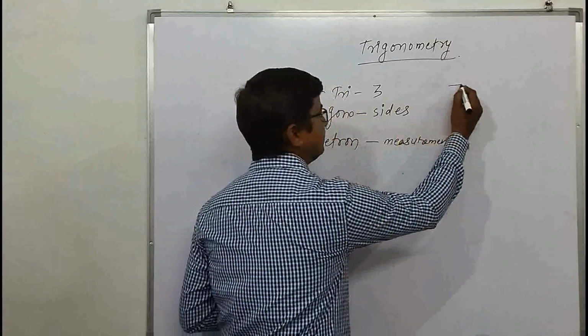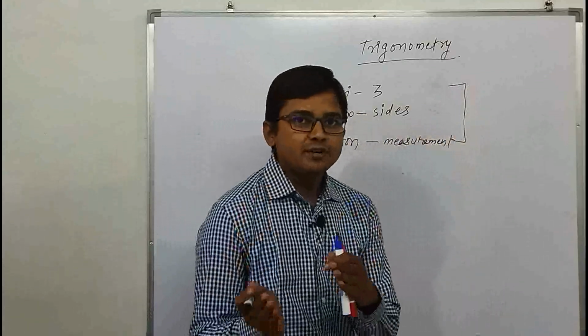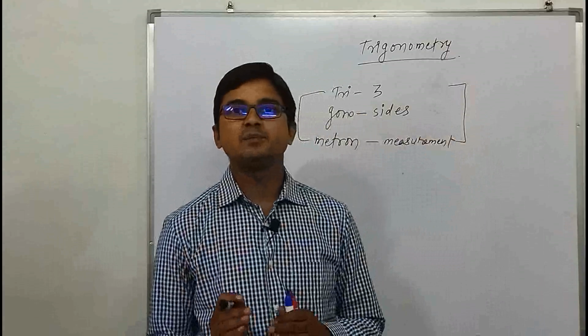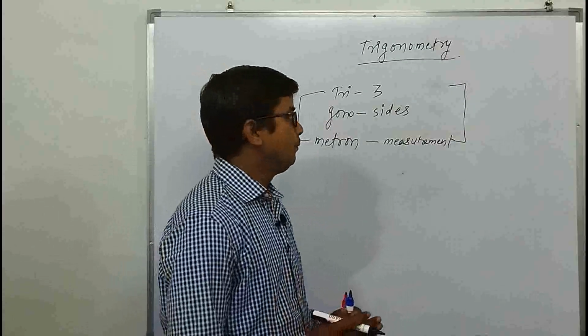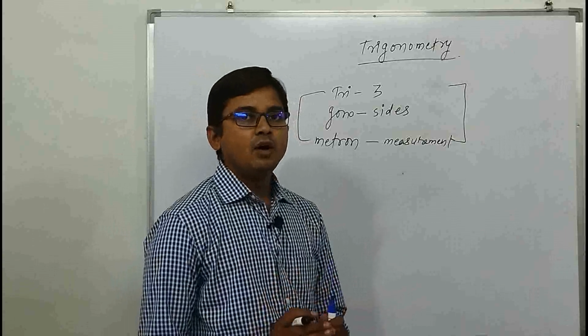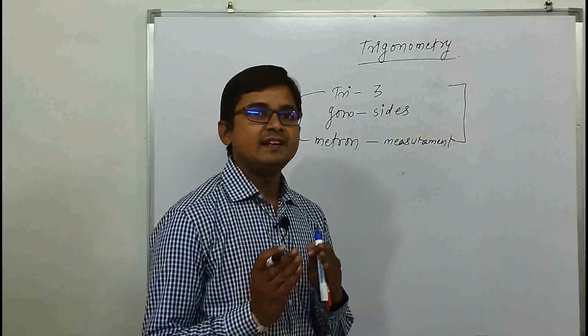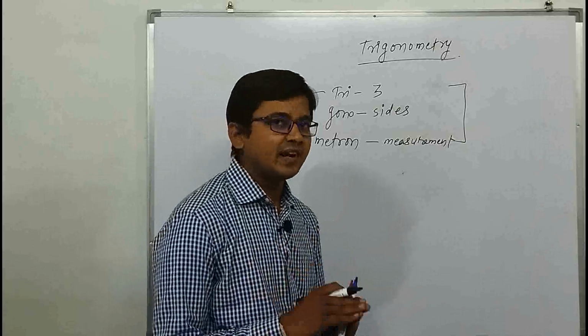So this is the meaning of the word trigonometry, and trigonometry is basically the branch of mathematics that deals with the establishment of the relations between angles and sides of a right angled triangle.